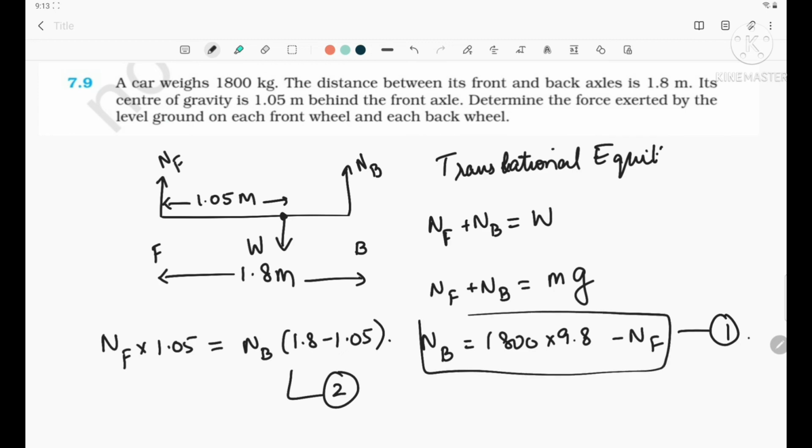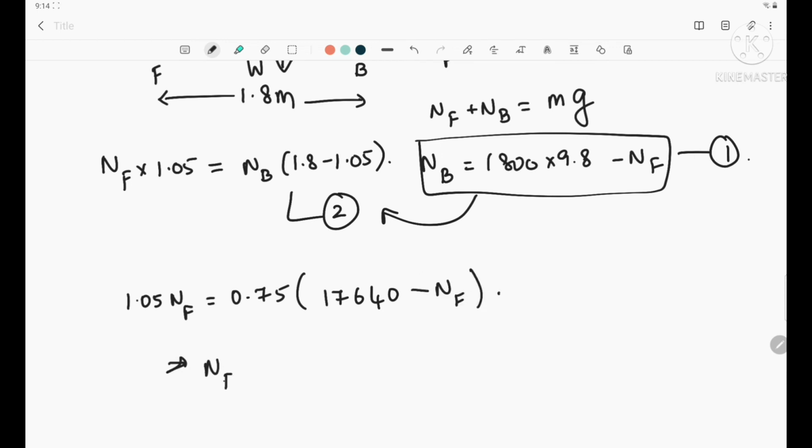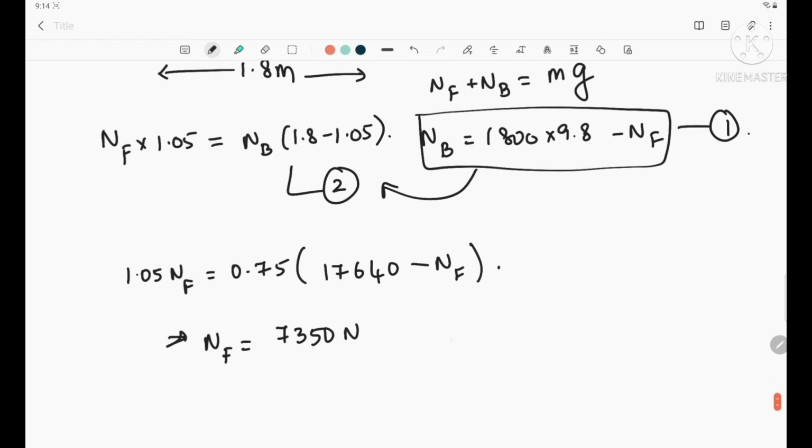Substitute this in equation number 2. So you will be getting 1.05 NF is equal to 0.75 into 1800 into 9.8, which is 17640, minus NF. Simplifying this, you will be getting NF is equal to 7350 Newton. All calculation part you can do by yourself. And if you substitute this in this equation, you will be getting NB is equal to 10290 Newton.